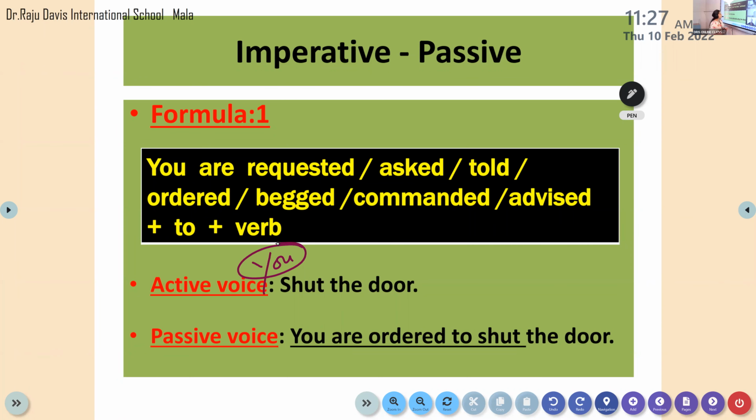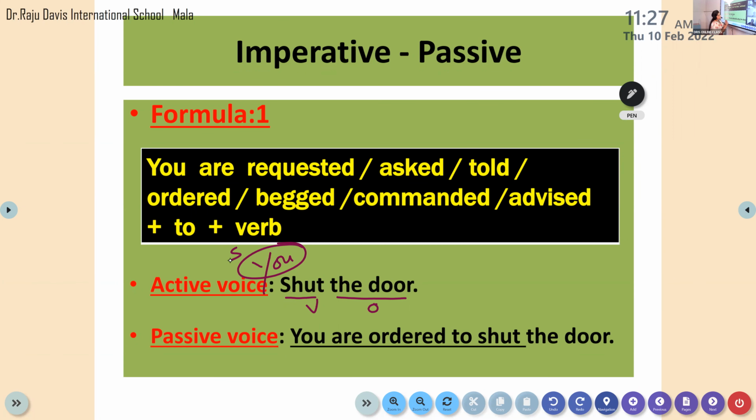So what is the verb of the sentence, children? Shut. What is the object of the sentence? The door. The door is the object of the sentence. So you is the subject, which is a hidden subject. Shut is the verb. The door is the object.